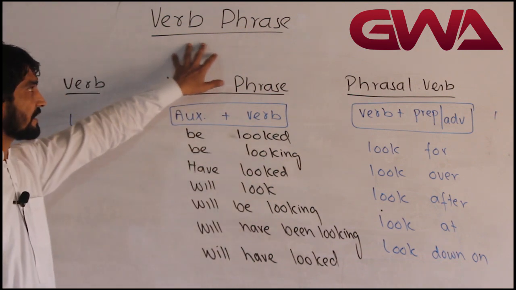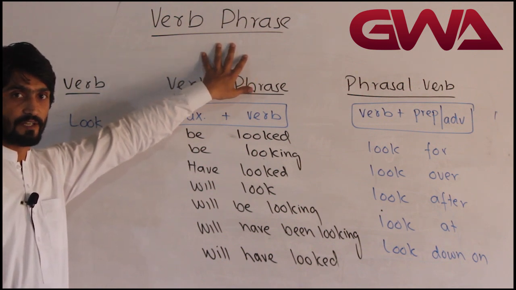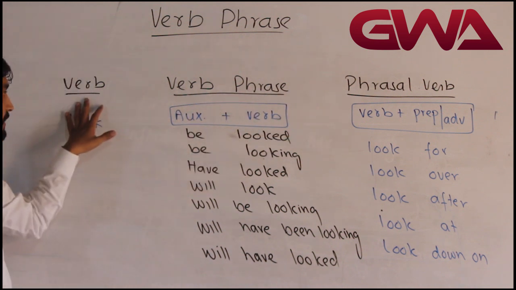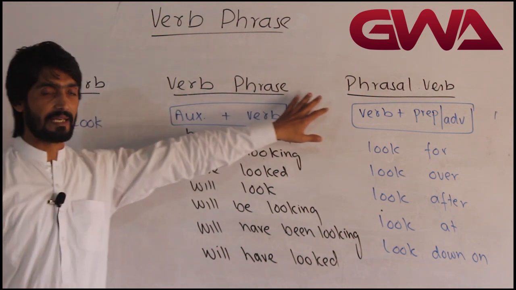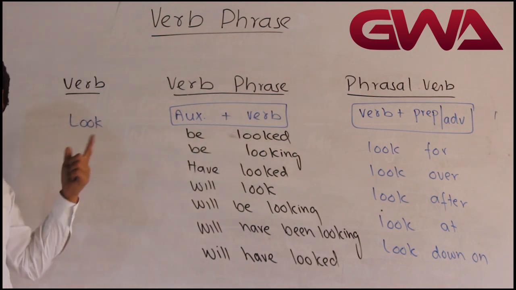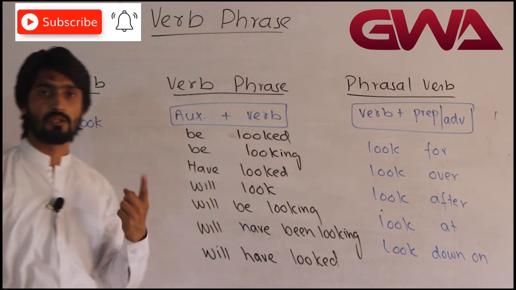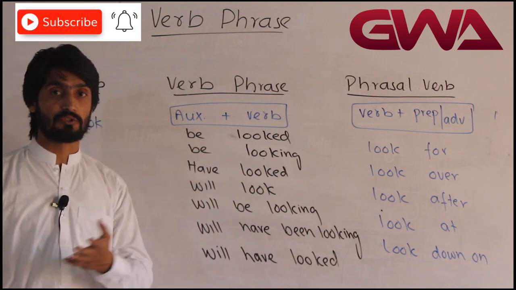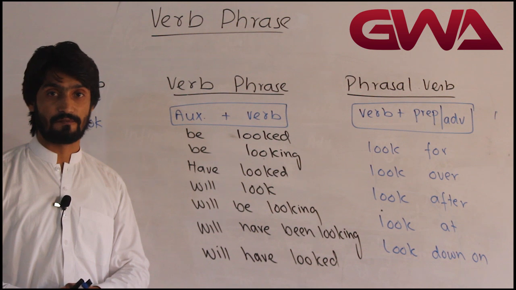Now, before starting our topic, verb phrase, let me explain the difference among these three things: verb, verb phrase, and a phrasal verb. Now, verb is simply one word: look, go, eat, have, play, watch, jump. These are all verbs.